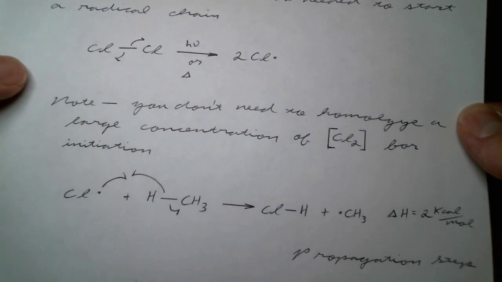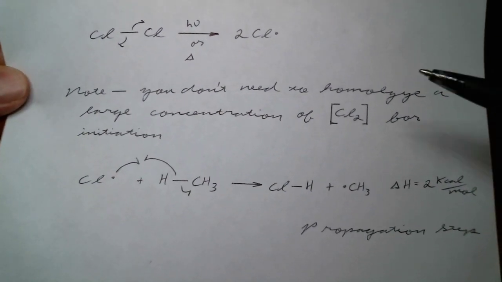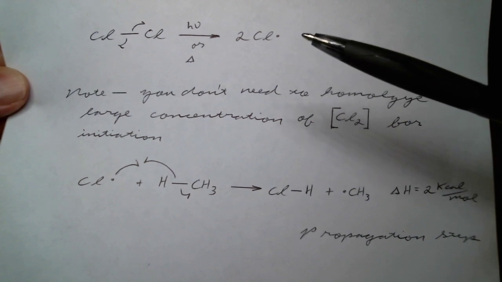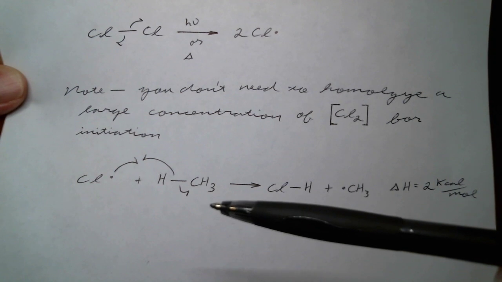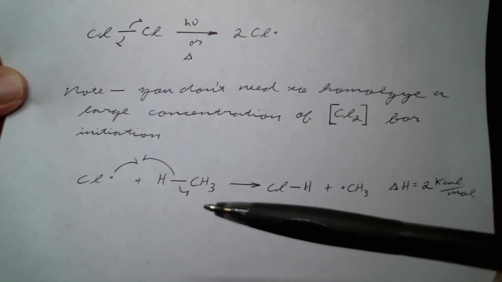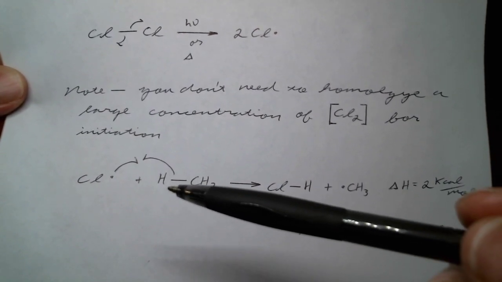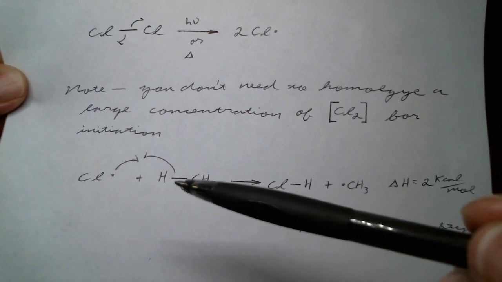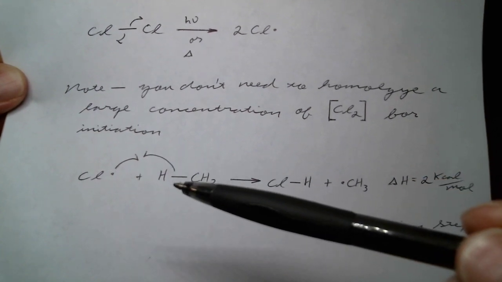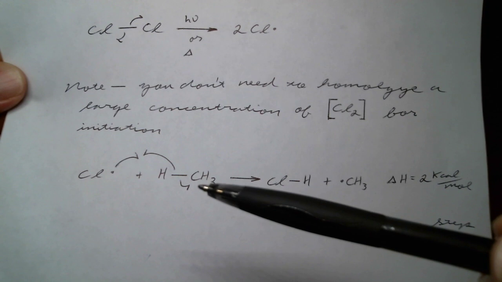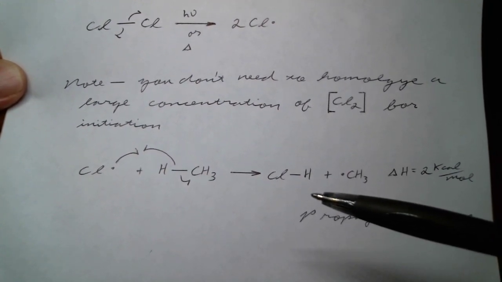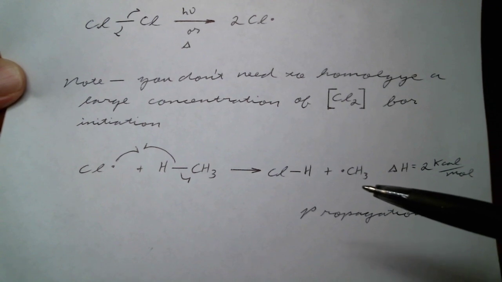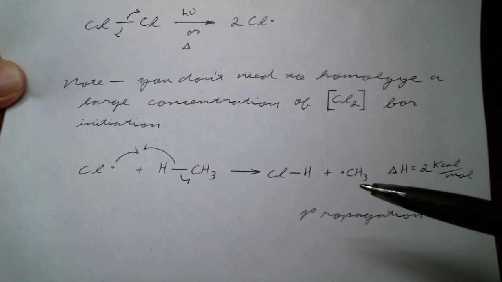So what's the first step after we form one or two or a few chlorine radicals? Well, the chlorine radical goes and bumps into a methane molecule, and in the process it breaks the carbon-hydrogen bond. It abstracts a hydrogen with one of the electrons from that bond, and the other electron in that bond goes to carbon. So we've created HCl, and we've generated a methyl radical.